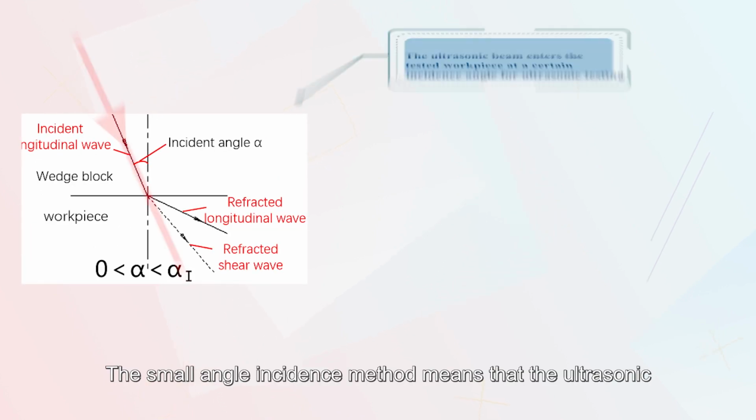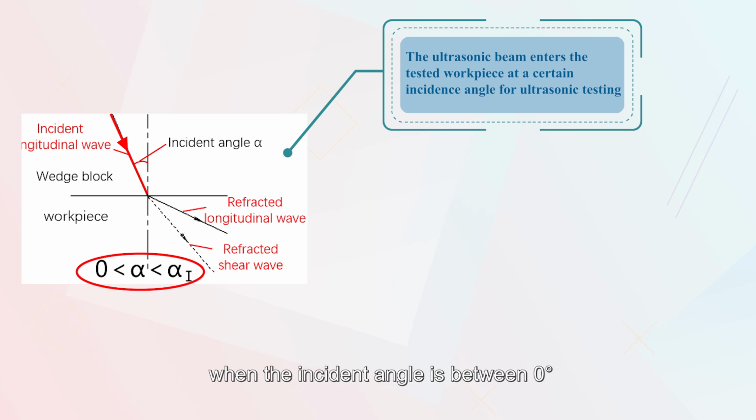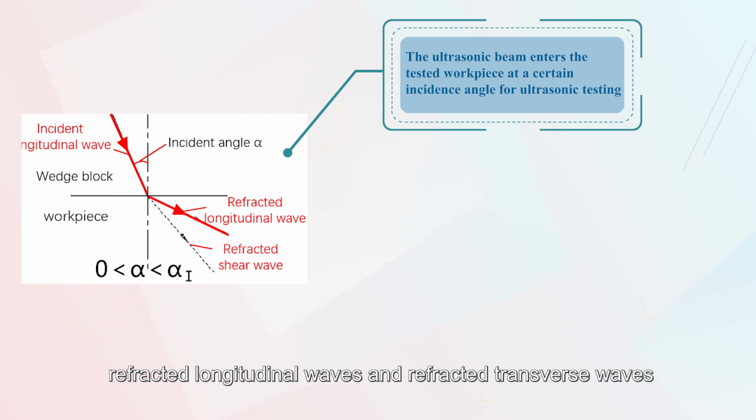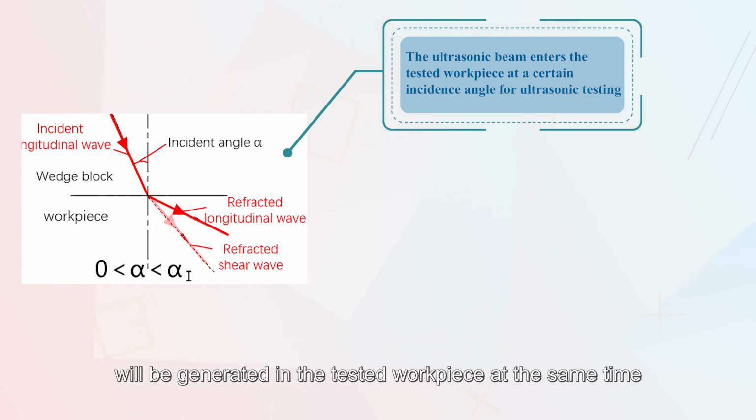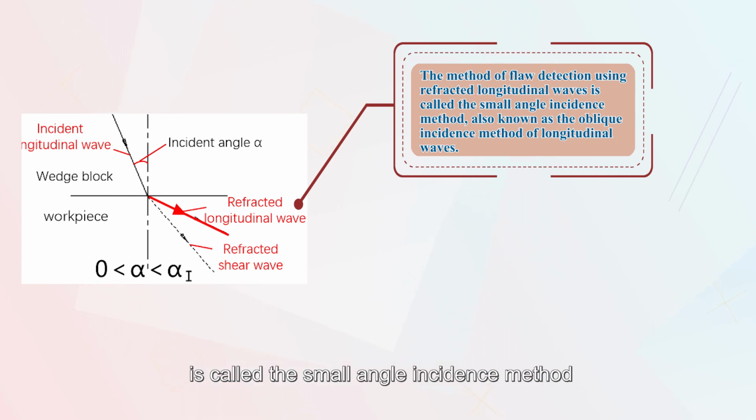The small angle incidence method means that the ultrasonic beam is incident on the detection surface at a certain incident angle. According to the refraction principle of waves, when the incident angle is between 0 degrees and the first critical angle, the refracted longitudinal waves and refracted transverse waves will be generated in the test workpiece at the same time. The method of flaw detection using the refracted longitudinal waves is called the small angle incidence method, also known as the oblique incidence method of longitudinal waves.